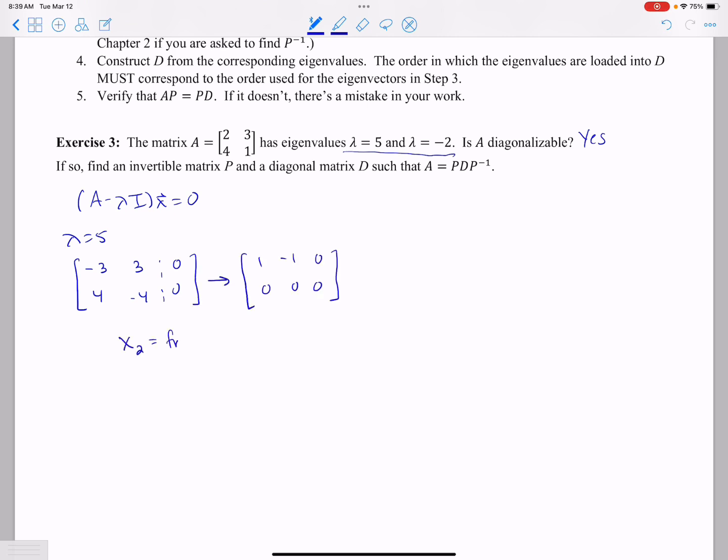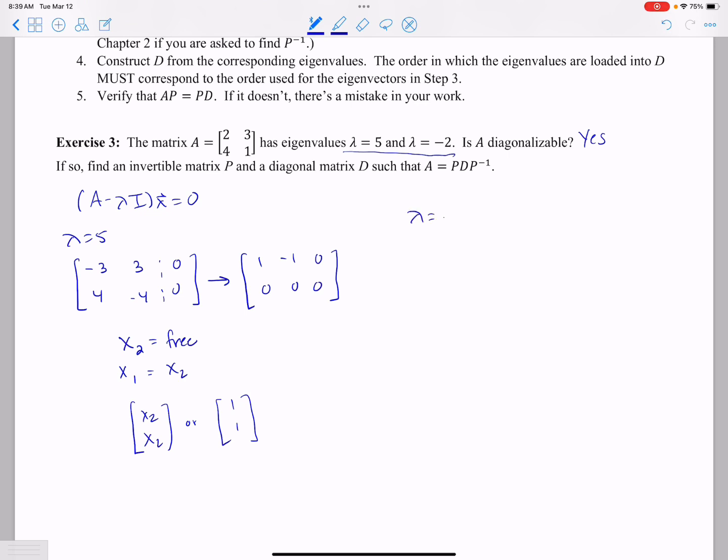So for lambda equals 5, I'm going to subtract 5 off my diagonal, augment with zeros. x2 is free, and then x1 is equal to x2. So in vector form, x2, x2, or you can just write 1, 1, or 2, 2, or anything that has the same.